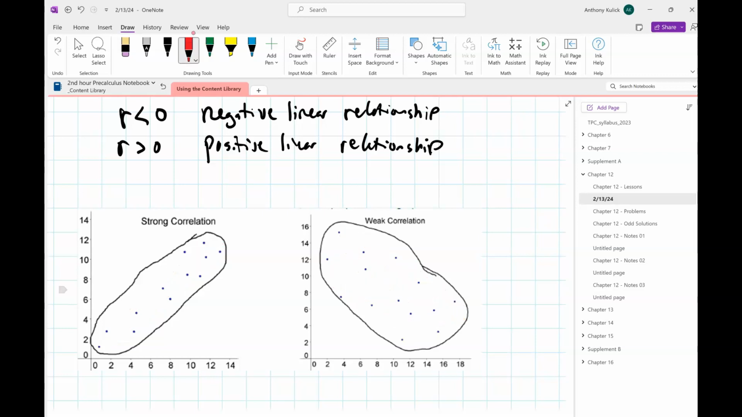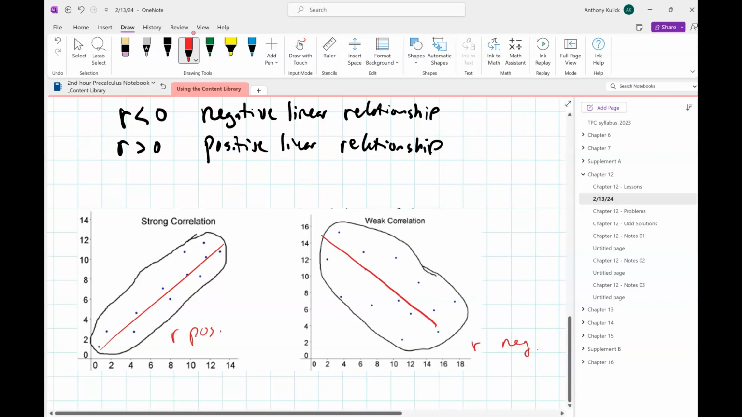Notice in this first one, our data is trending up as we move from left to right. That means the R should be positive. And here, the data is trending down as we move from left to right. That would mean the R is negative. Everybody's okay there?